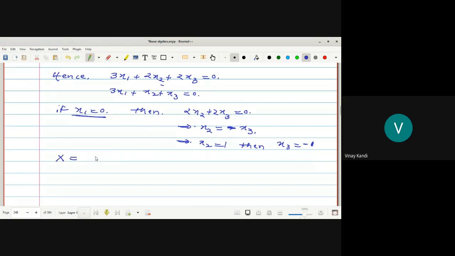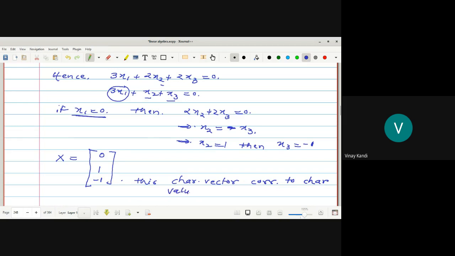So capital X is equal to... here x1 is independent. 3 equations, 3 unknowns and 2 independent equations, so we get an infinite solution. So here x1 is independent and x2 depends on x3. Okay, so here x1 is 0, x2 is 1, x3 is -1. So this is the characteristic vector corresponding to characteristic value 1.